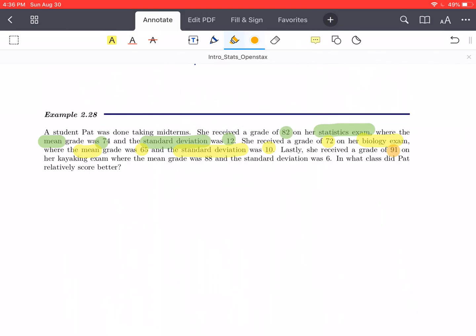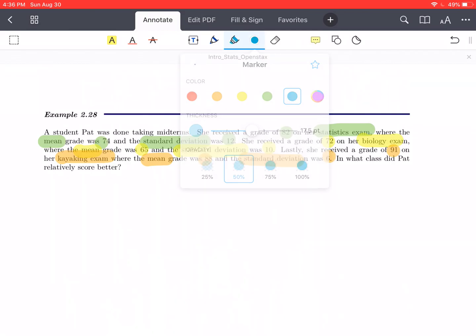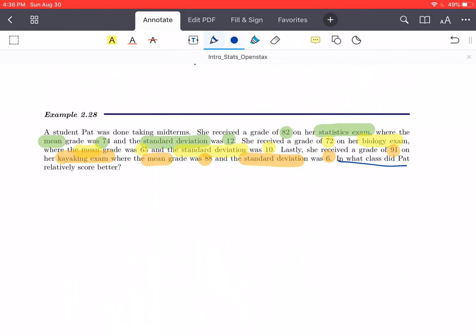And she received a grade of 91 on her kayaking exam, where the mean was 88 and the standard deviation was 6. And the question is, in which class did Pat relatively score better? Okay, so we know obviously her highest grade was in kayaking, but if everybody in kayaking got a 93, she's actually doing worse than the class, right? Whereas if she got a 72 on her bio test, and everybody on the bio test scored a 40, then she's doing really well comparatively.